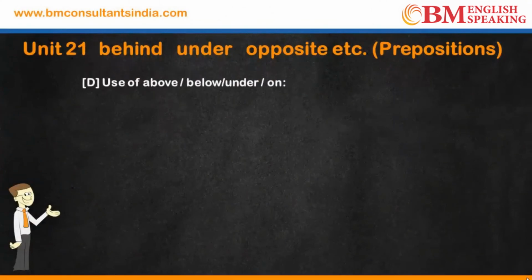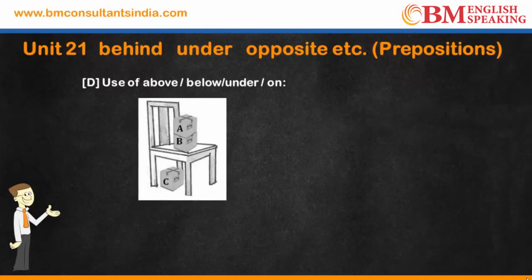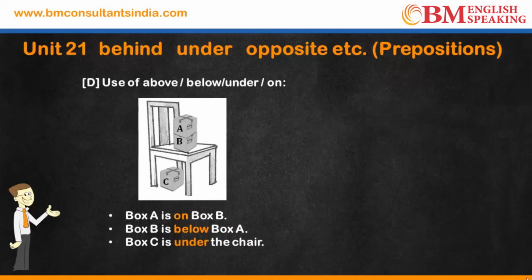Let's look at the use of above, below, under, and on. Look at the picture again carefully. Box A is on box B. Box B उसके नीचे है, is below box A. Box C is under the chair and box B is on the chair.